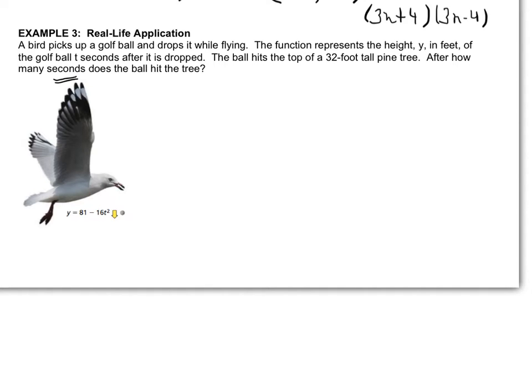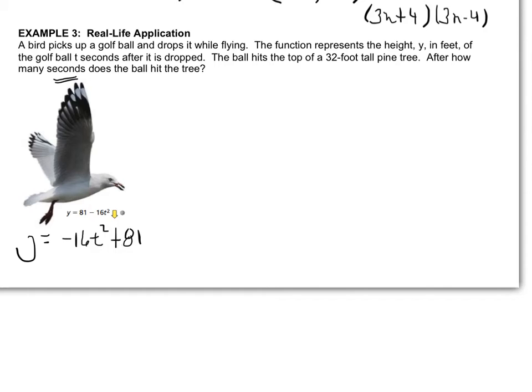So again, I look down here to the function that I have to work with. It's right down here: 81 minus 16t squared. Again, the negative 16t squared is showing us the gravity pull coming back down to Earth. This 81 here, now we don't see this in our standard form right now, but if I was to rewrite this as negative 16t squared plus 81, write that a little bit neater.